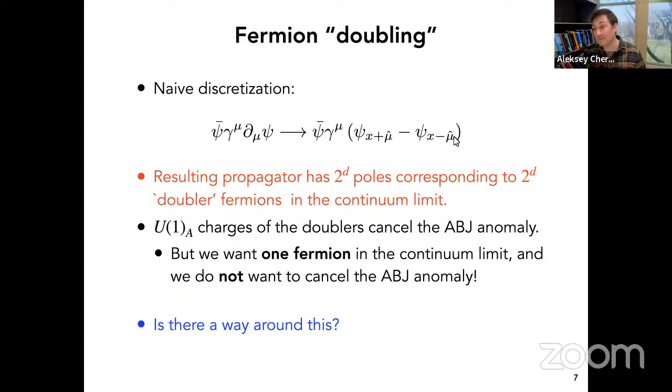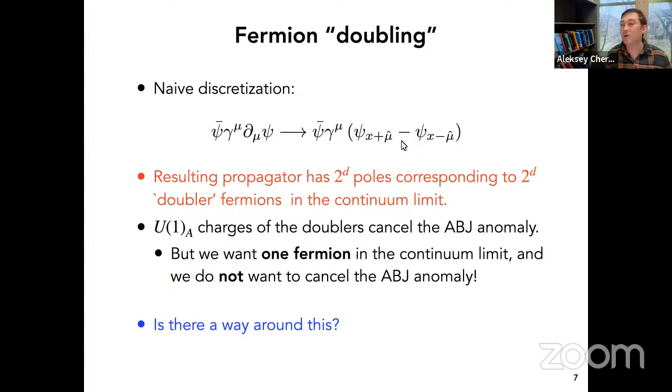The problem is that you can go and calculate the propagator, both in the continuum and on the lattice. We know what the result is in the continuum, but if you do it on the lattice, you find that your propagator has 2 to the d poles, where d is the number of space-time dimensions. And that means, physically, that this thing on the right does not describe a single propagating massless fermion. It describes, in 4 dimensions, 16 propagating massless fermions. In 2 dimensions, it describes 4 of them. That's not what you want.